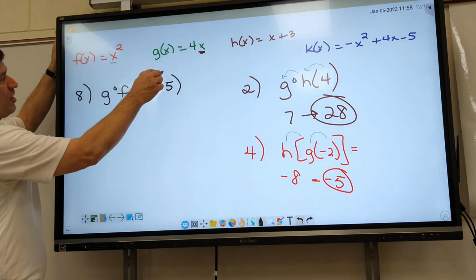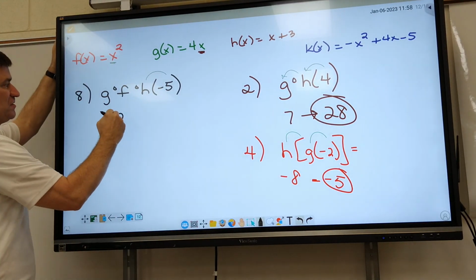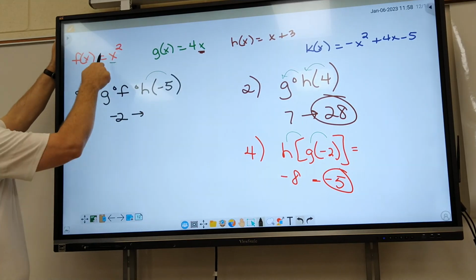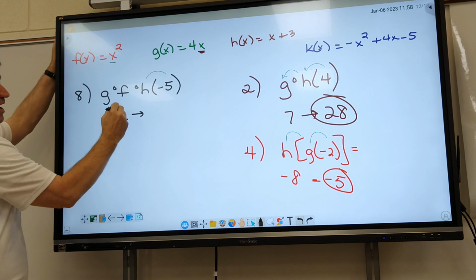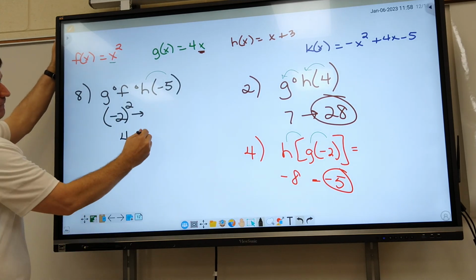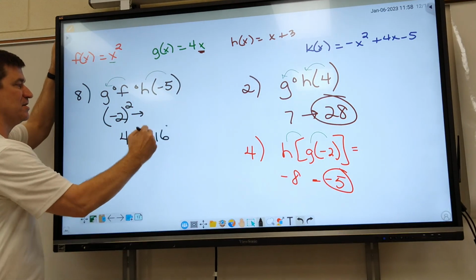All right, so we got to start by plugging -5 into h. -5 plus 3 is -2. Now take that, plug it into f. -2, don't forget, you got to put parentheses around it when you square it. That'll give you 4, right? Take the 4, plug it into g. 4 times 4, I got 16.